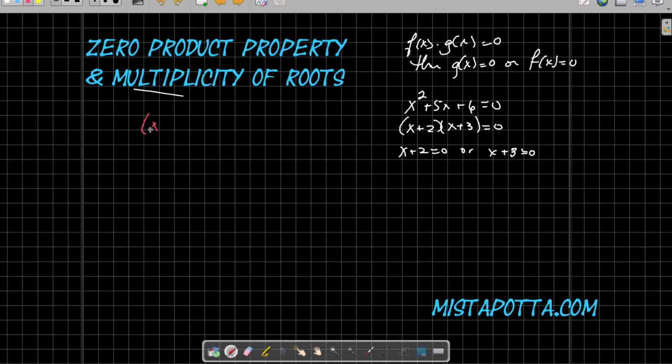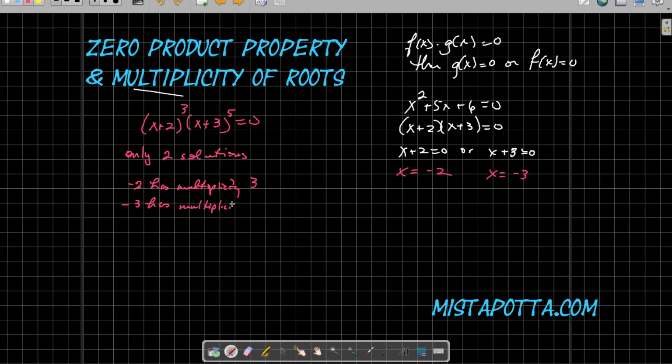So if I was to have something like (x plus 2) cubed times (x plus 3) to the 5th, then I'm still only going to have two solutions. My solutions are going to be exactly the same as I had over here. But negative 2 has multiplicity 3, and negative 3 has multiplicity 5.